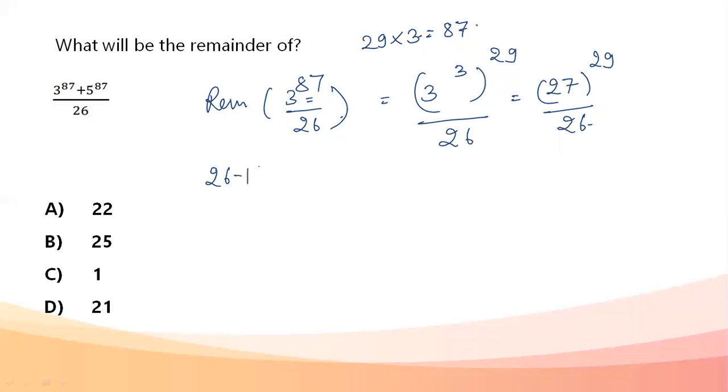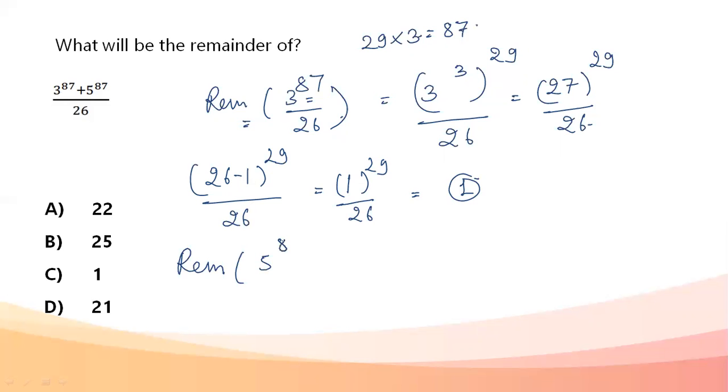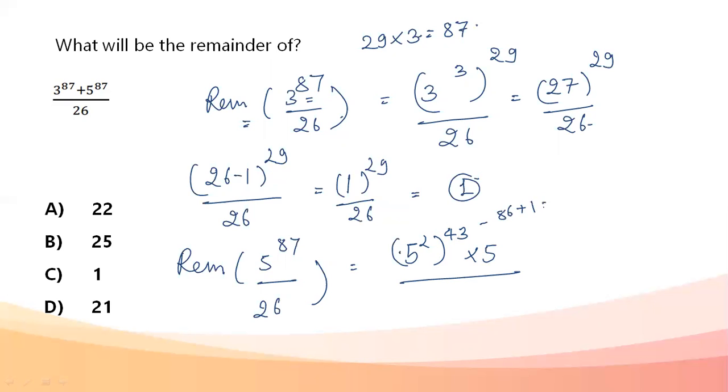27 I'm again writing as 26 minus 1, raised to power 29, divided by 26. The remainder would be just with respect to 1 raised to power 29 by 26. It is going to be 1 only. So the remainder for the first case comes out to be just 1. Similarly, let's consider the second case: the remainder of 5 raised to power 87 divided by 26. Let's make it as 5 raised to power 2 raised to power 43, and one more 5 I'm taking out common. So the power becomes 86 plus 1, 87. The power is justified, divided by 26.